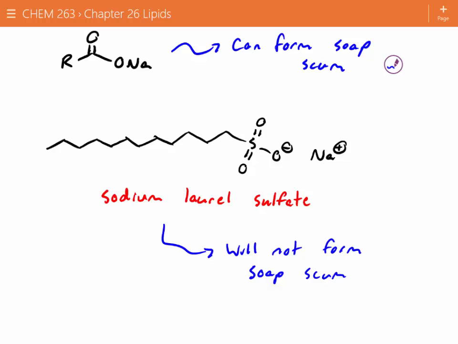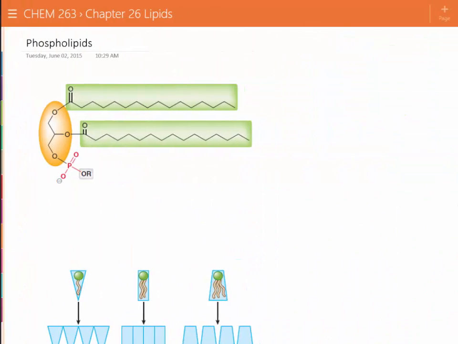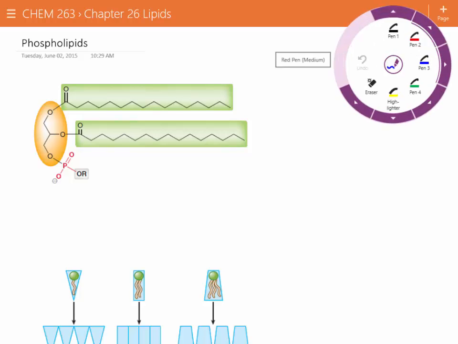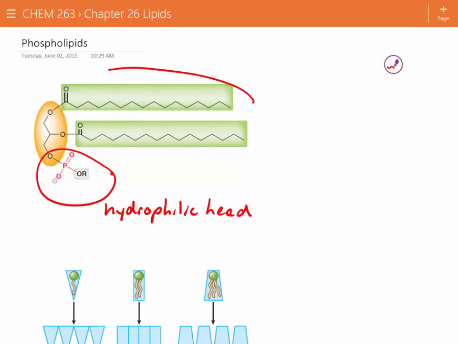Anyways, sodium lauryl sulfate is, there are some people that have allergies to it, and if you do have an allergy, you do have to buy soap that does not have sodium lauryl sulfate. All right, so let's continue on to phospholipids. So with phospholipids, what we have is the hydrophilic head. And then we've got this hydrophobic tail.